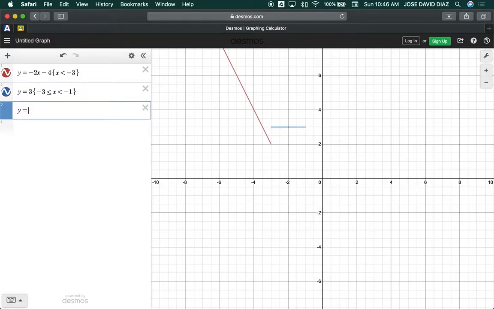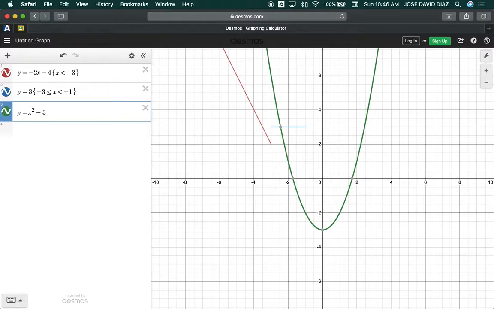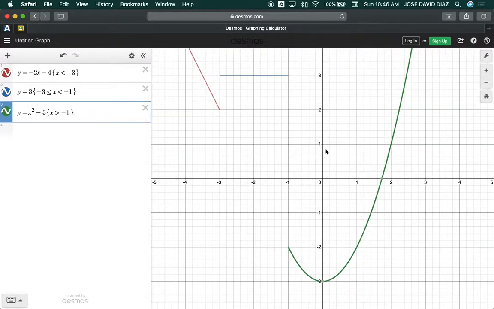And the last one, y equals x squared minus 3. And I'll place my brace when x is greater than negative 1, and close my brace. And that should match your graph. Sometimes you're able to zoom in. My scale is 2, so that should be easier to see.